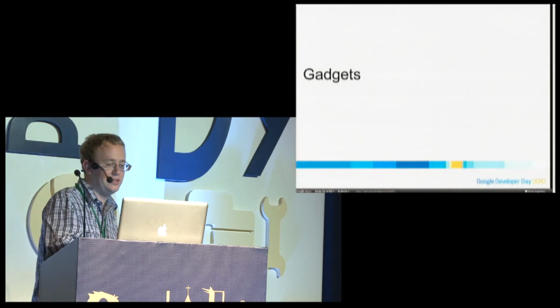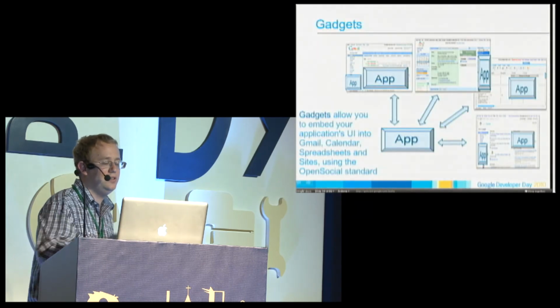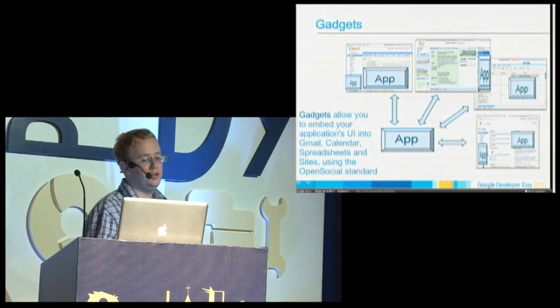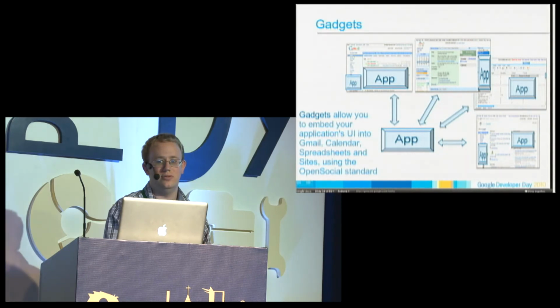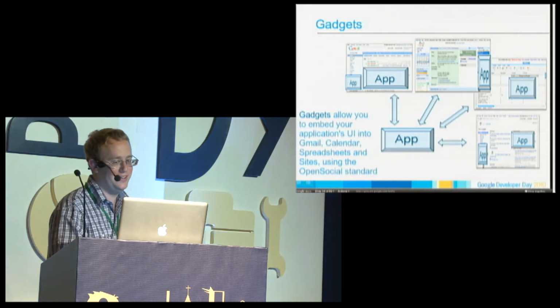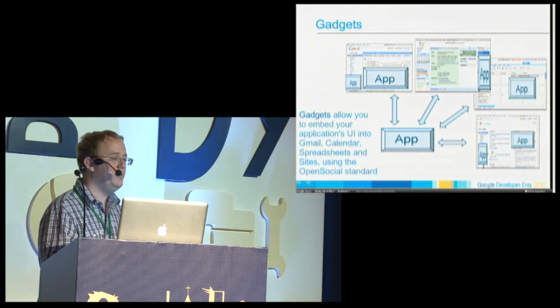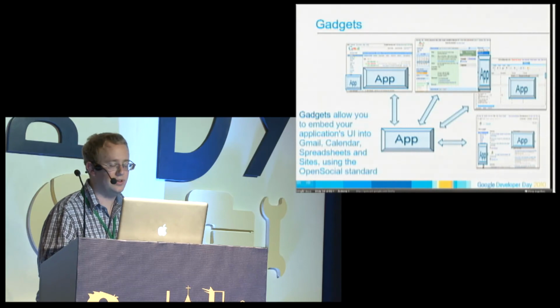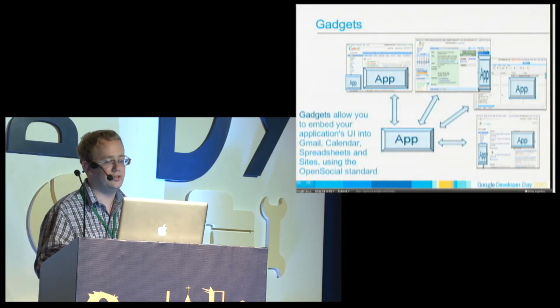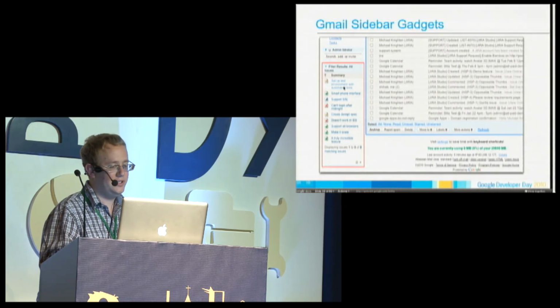Gadgets are one of the last things that we're going to talk about today as ways that you can integrate with Google Apps. And this is really taking the functionality of your UI and putting it inside Google Apps, inside Gmail, Calendar, Docs, Spreadsheets, and Google Sites. It's all based off standard HTML, JavaScript, CSS, and the OpenSocial standard for gadgets. Here's a few quick examples of that.